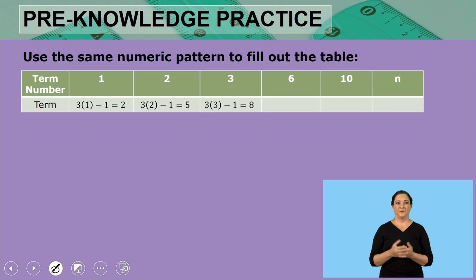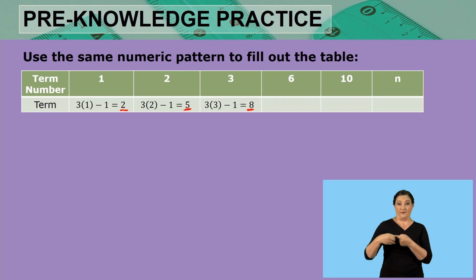So here it says use the same numeric pattern to fill out the table. I already have the first 3 terms filled out there. So that is the 2, the 5, and the 8. But how did we get to those values? Remember, we were adding 3 every time to get to the next value. So that's where this 3 comes from. We multiply that 3 with our term number or our position, and then we subtract 1, and that's how we got to the 2. Remember, this is pre-knowledge. It means that you have already learned how to do this.